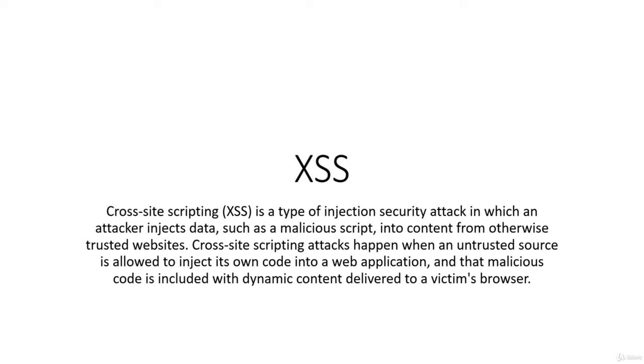A cross-site scripting attack happens when an untrusted source is allowed to inject its own code into a web application. Anything in the web is trusted, so when you inject some malicious code into the web application, it is allowed, and the malicious code is included with the dynamic content delivered to the victim's browser. That is the stored XSS attack, and we'll see the types of XSS attacks in the upcoming lecture. For now, just remember that XSS is executed in the victim's browser so as to take control of it.